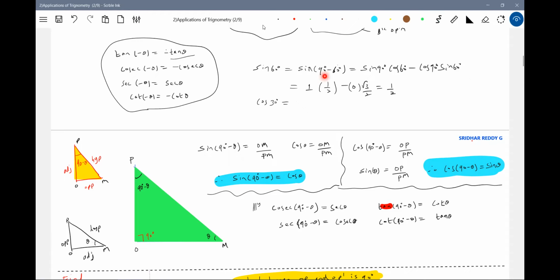I think somewhere I got stuck. Let me check it. 90 minus 60, sine 90 cos 60, cos 90 sine 60. Sine A cos B minus cos A sine B.